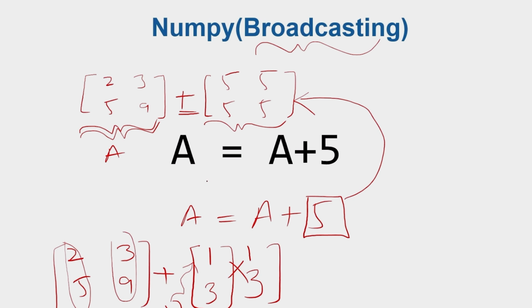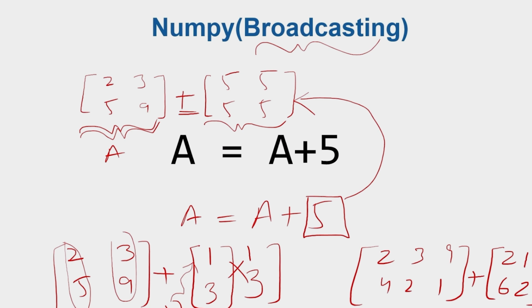Wherever broadcasting is possible, there are certain rules to know when it is possible. It is not possible each and every time. For example, if you have this matrix 2, 3, 9, and you have 4, 2, 1, and you want to add 2, 1 and 6, 2, the broadcasting may not happen, because if this structure is broadcasted in a horizontal way, the two columns will be added and the addition cannot happen. If it expands in a vertical way, still the addition cannot happen. So here you will get an error because broadcasting cannot happen.